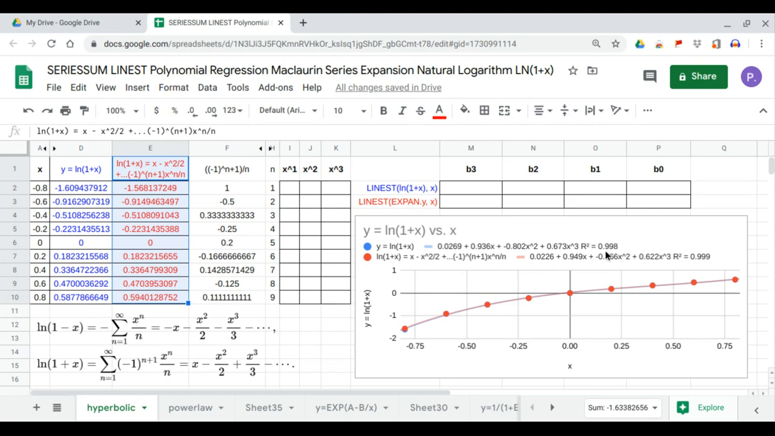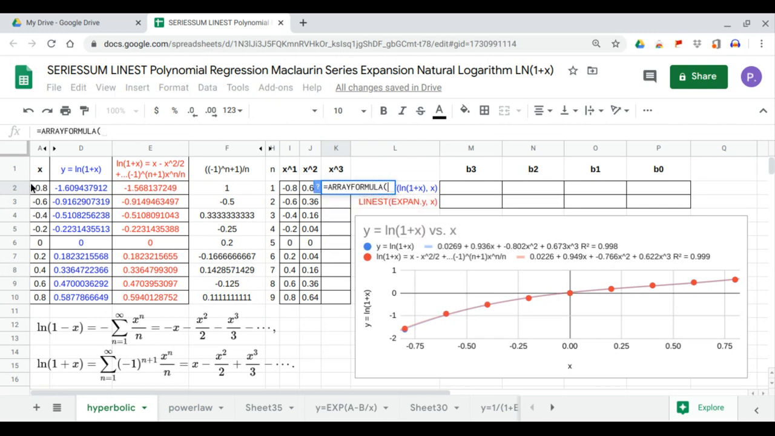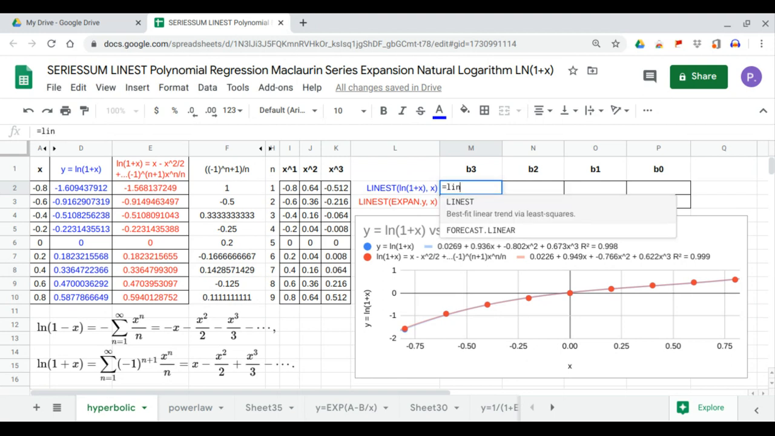To do that, we have to enter the x column, x squared column, and the x cubed column. We start with the x column, which is an array formula of the x values raised to the power 1. The x squared column will be an array formula of the x values raised to the power 2. And the x cubed column will be an array formula of the x values raised to the power 3. Now we can enter the LINEST function.